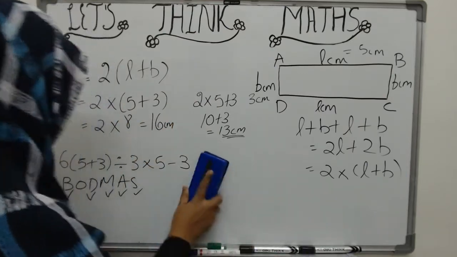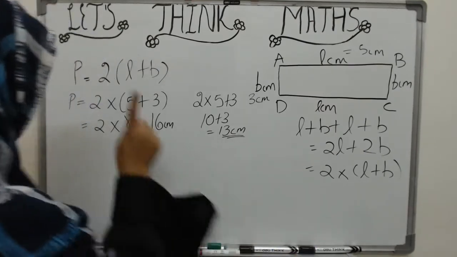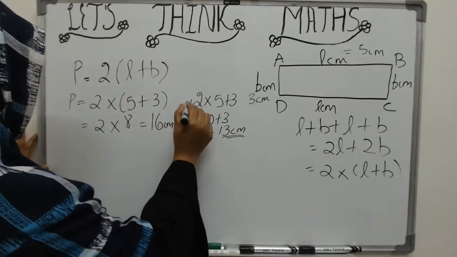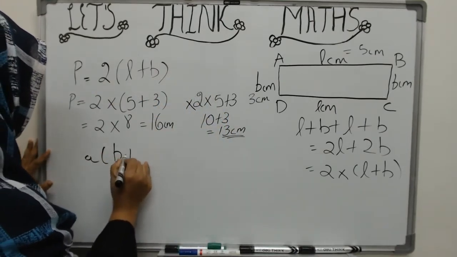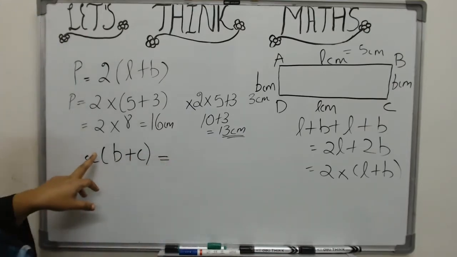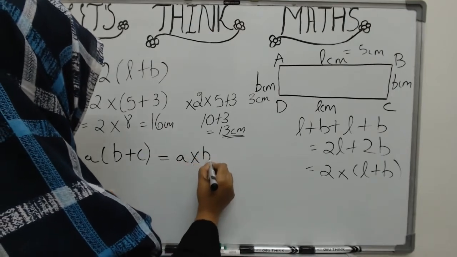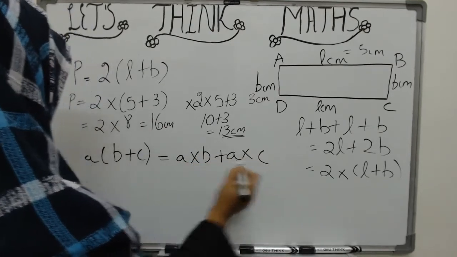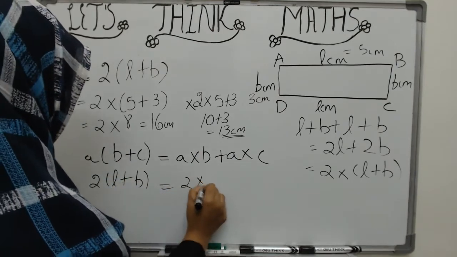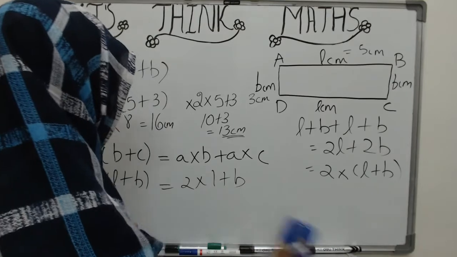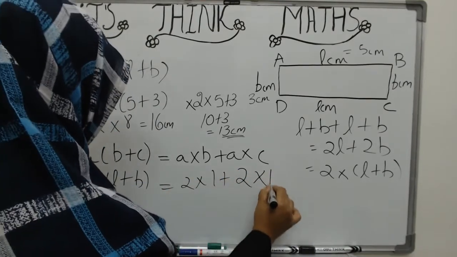Now, if the brackets are hurting your feelings and you don't want them there, then how do you remove them? This is a wrong way to remove. Then how do you remove them? Using the distributive law of multiplication over addition, which is A into (B plus C) equals A into B plus A into C. That means 2 into (L plus B). Do not write it as 2 into L plus B, but it is 2 into L plus 2 into B.